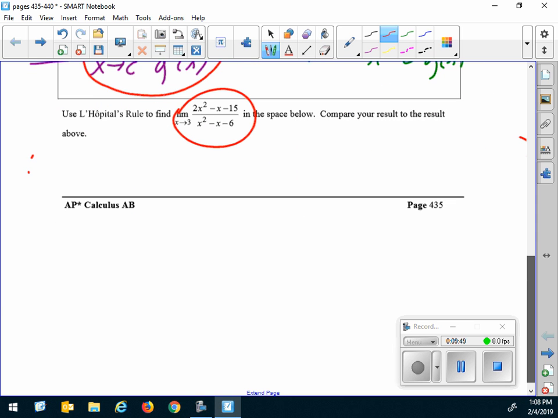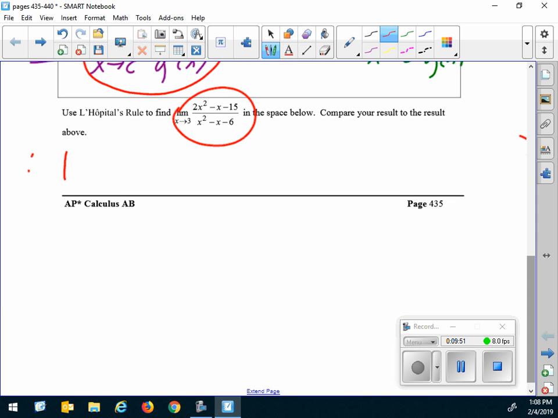So now you can write this down. The limit as x approaches 3. I don't want you trying to use the quotient rule. That's not what this is. L'Hopital's rule says you are taking the derivative of the numerator and the derivative of the denominator.